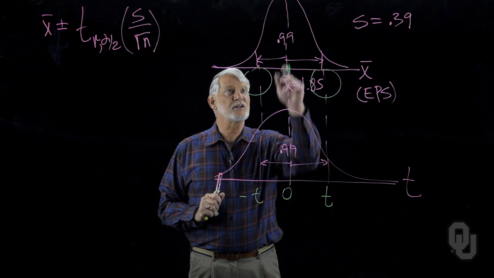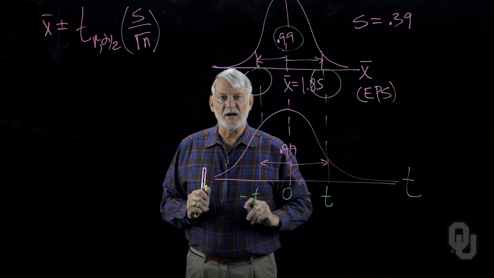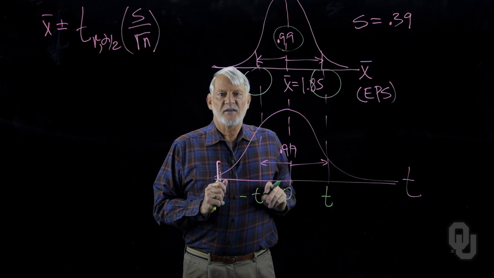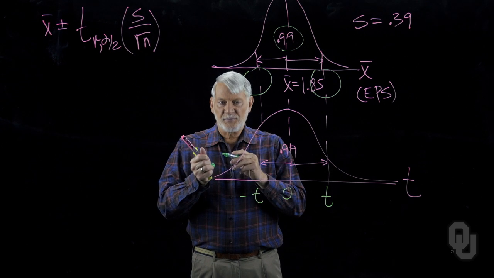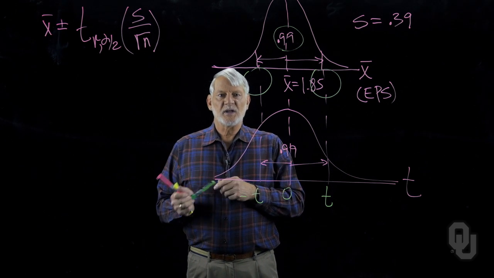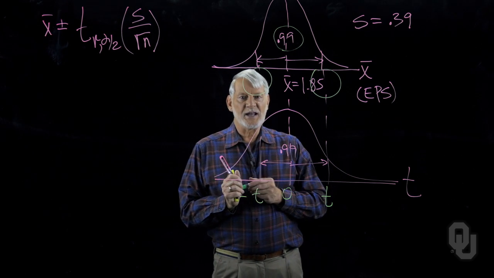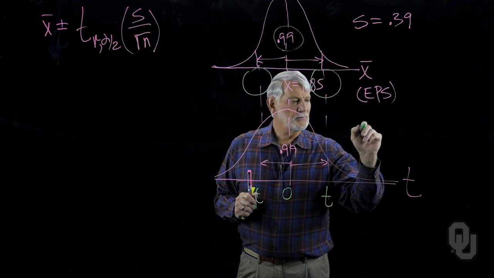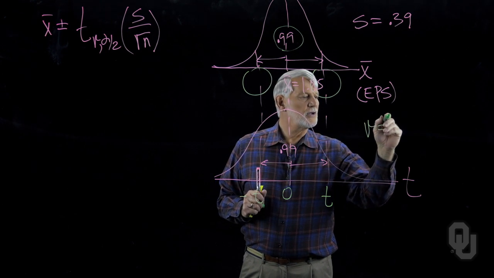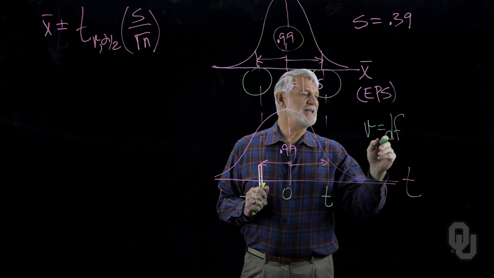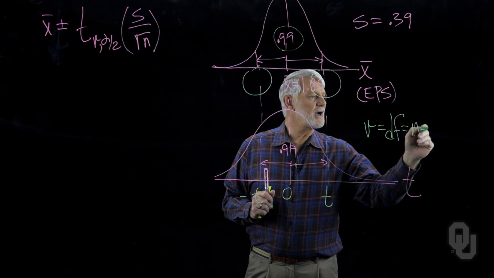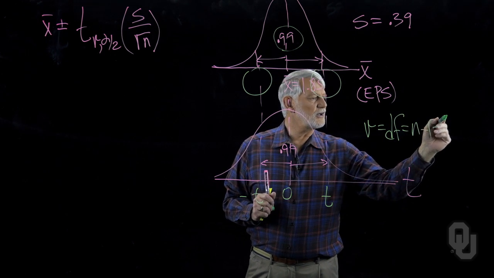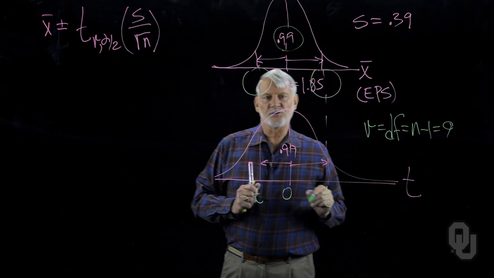To find the appropriate t requires two pieces of information. The level of confidence, in this case, is 0.99, okay? And the degrees of freedom. The degrees of freedom is equal to n minus 1. In this case here, our degrees of freedom, Greek letter nu, often written df, degrees of freedom, is n minus 1. So in this case here, we have 9 degrees of freedom.